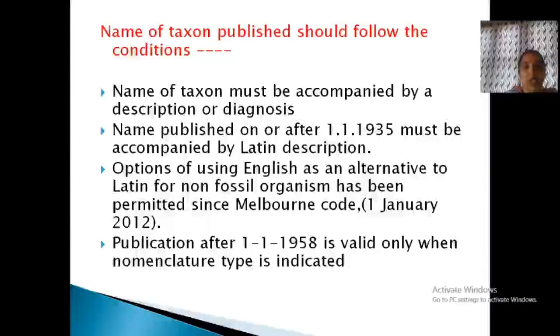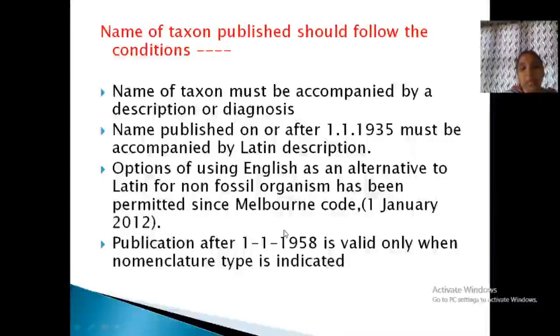That's very, very important. Next, a name published after January 1st, 1935 must be accompanied by a Latin description. But now this rule is applicable only up to 2012. Clear? Now, the option of English as an alternative for non-fossil organisms since the Melbourne Code, that I already told.